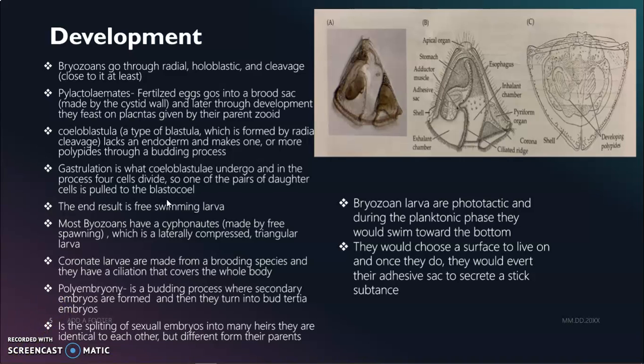Polyembryony is like a budding process where secondary embryos are formed and then they turn into buds. The splitting of sexual embryos into many areas are identical to each other, but typically they're different from their parents. That's why it's not really asexual, since the main thing is they're different from their parents.